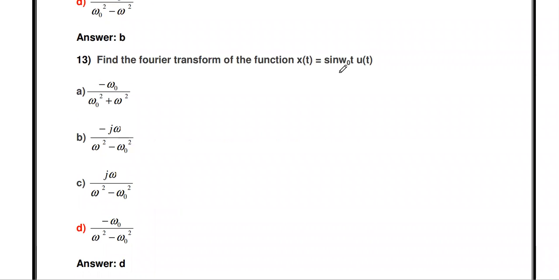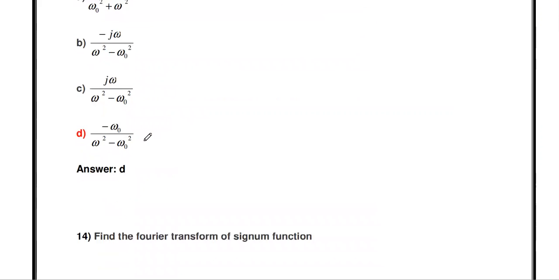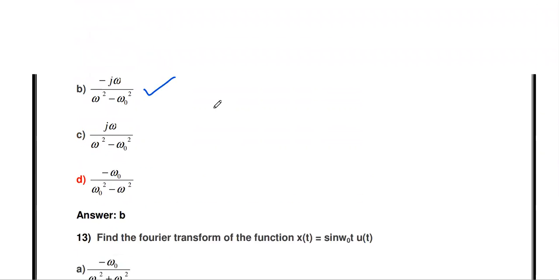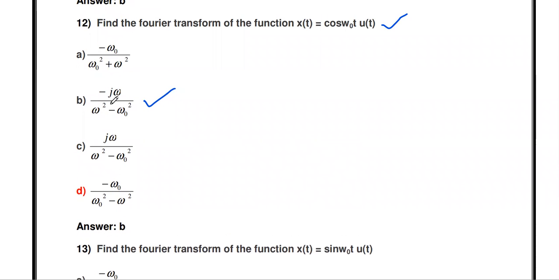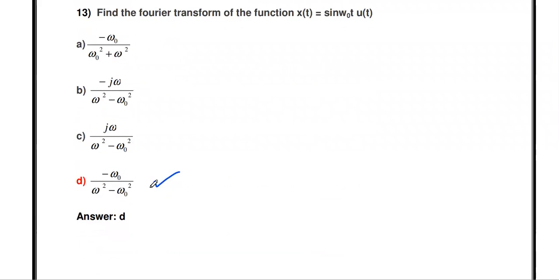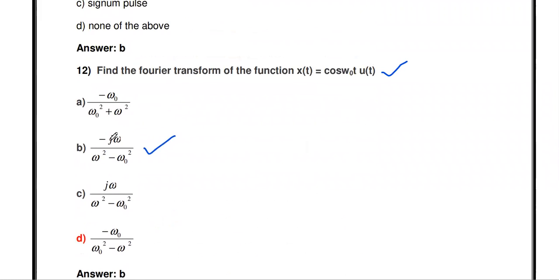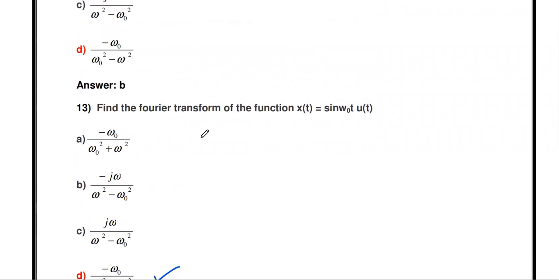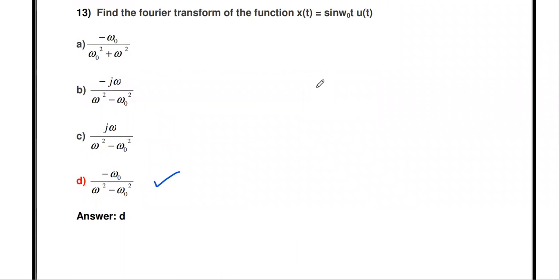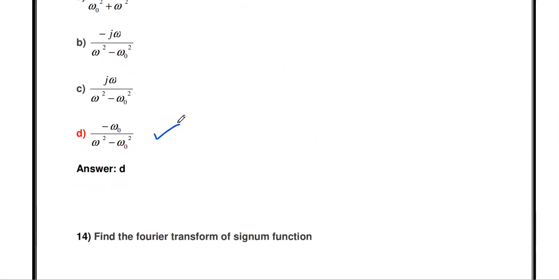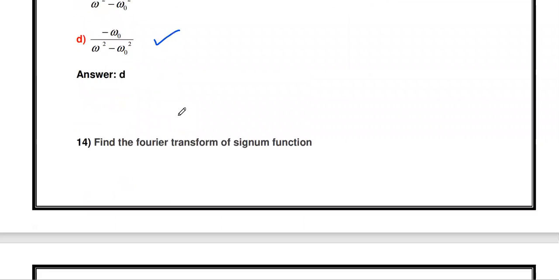Find the Fourier transform of sine omega naught t. The answer is minus omega naught by omega squared minus omega naught squared. Here for sine omega naught t and cos omega naught t, the denominator is the same, omega squared minus omega naught squared. If it is cos omega naught, the numerator is minus j omega. For sine omega naught, the numerator is minus omega naught. These are the standard answers you should remember.